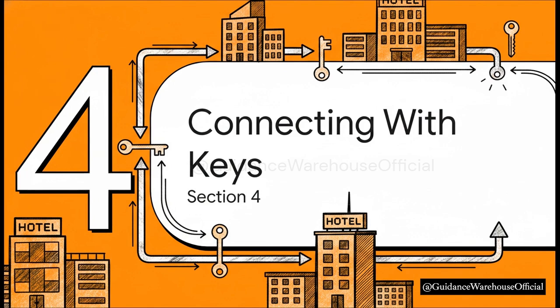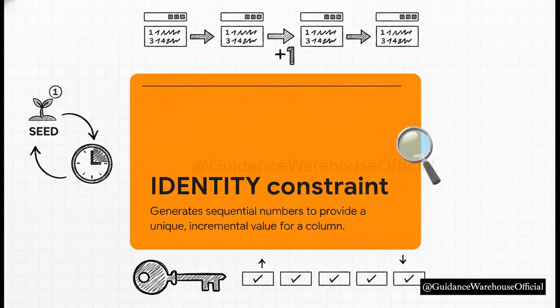Moving on to Section 4, connecting tables with keys. Let's make this even more powerful by connecting our separate tables together and building the digital hallways of our hotel. Before we connect tables, we need a reliable way to identify every single record without relying on manual typing. Enter the identity constraint. This generates sequential unique numbers for a column entirely automatically.